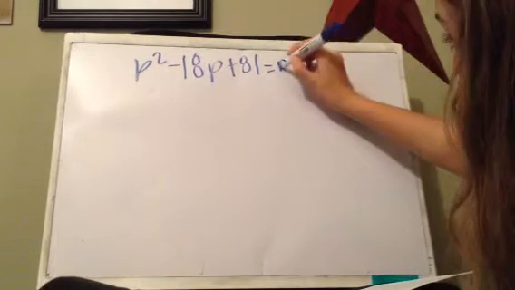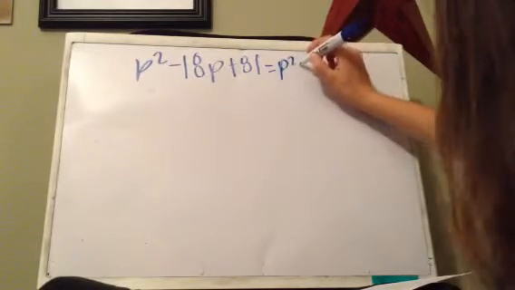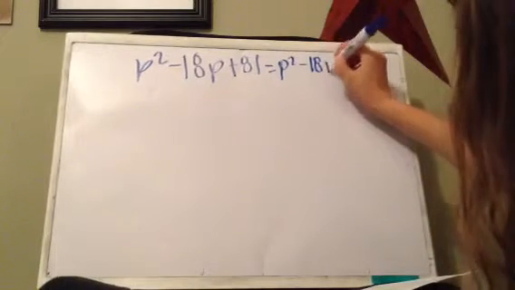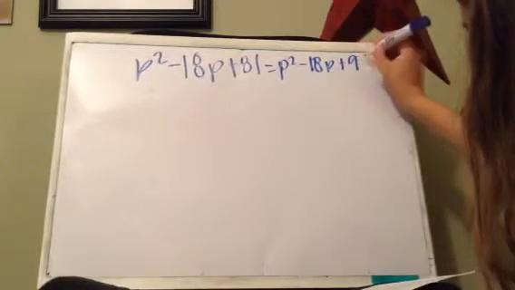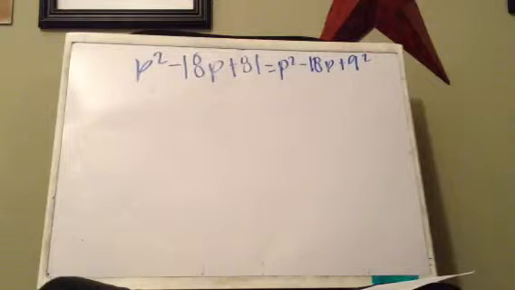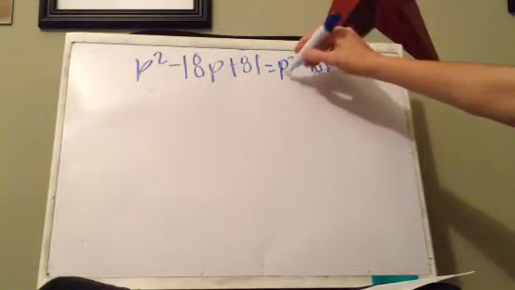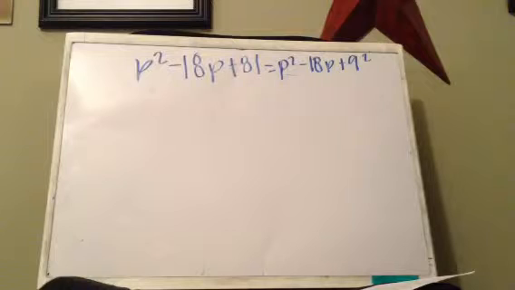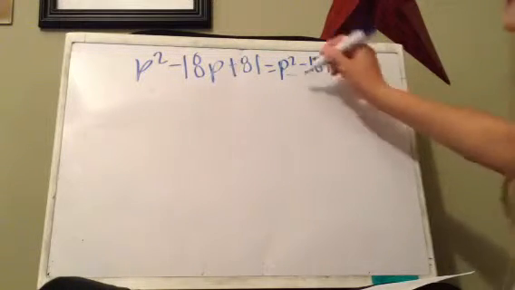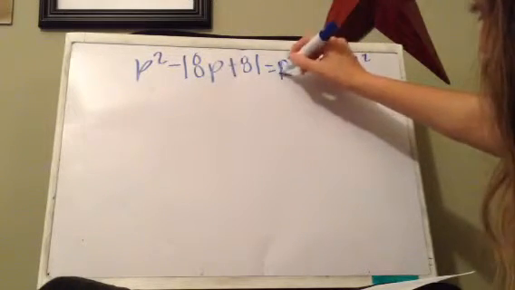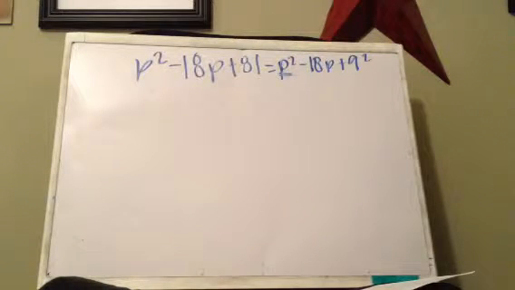p squared minus 18p plus 9 squared. Okay, so using p squared minus 18p plus 9 squared, we see that the first term is p squared, which is right here. And the base is p, so this is the base. And the last term is 9 squared, and the base is 9.